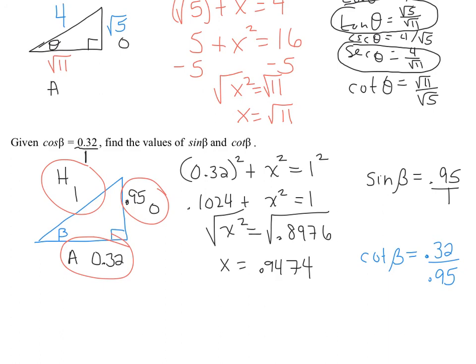So really the key in this first section, just reviewing some of our basic trigonometry, know those ratios, know what side is opposite, adjacent, and hypotenuse, and just find your ratios.